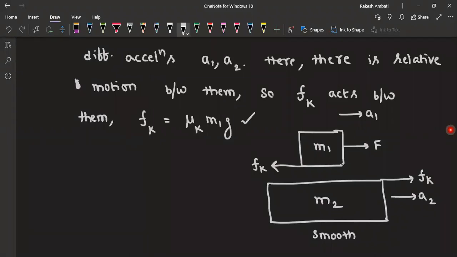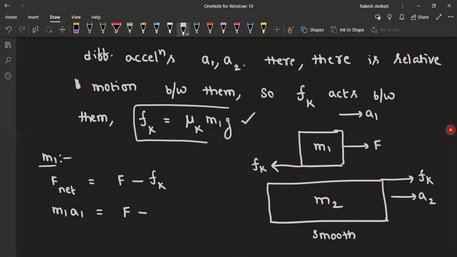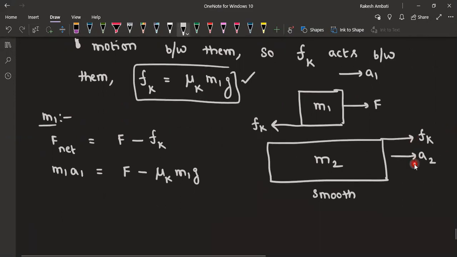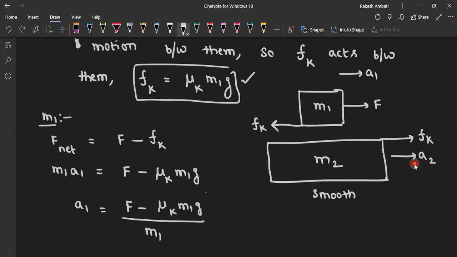So first of all, you take the M1 block. In the case of the M1 block, the dynamic equation is applied force F minus Fk. Resultant force means mass into acceleration. Mass M1, acceleration A1 equals F applied minus Fk. And what is the Fk value we already have? That is mu k M1g. That implies acceleration A1 equals (F minus mu k M1g) whole upon M1. Now this is the acceleration of the block M1.